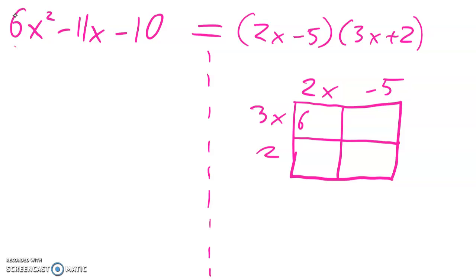2x times 3x is 6x squared. 3x times negative 5, that's negative 15x. 2x times 2 is 4x. And 2 times negative 5 is negative 10.